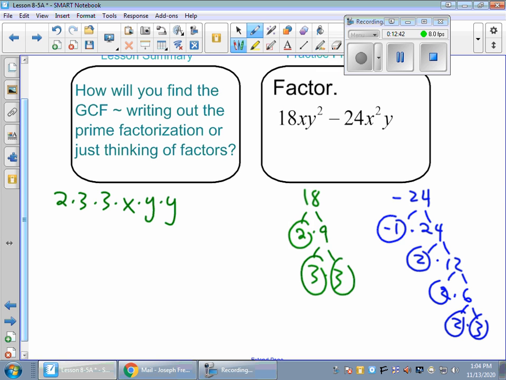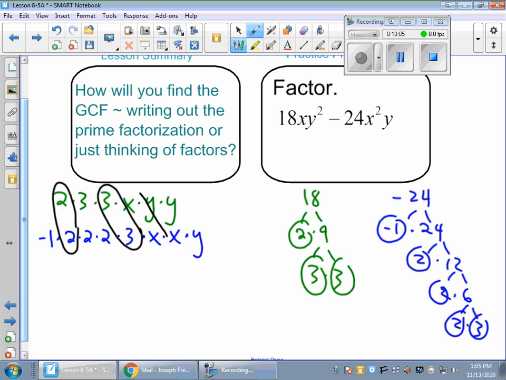6, 2 times 3. So the prime factorization of the negative 24, we have negative 1. We have 2 times 2 times 2, I think we have 3 of them there, times 3. We have x times x, and we have a y. So in terms of the prime factorization here, circle what is common. I see a 2. I see a 3. I see an x here, and I see a y at the end. So let's put those together. 2 times 3 is 6. We have an x. We have a y. What is not in parentheses is 3y.